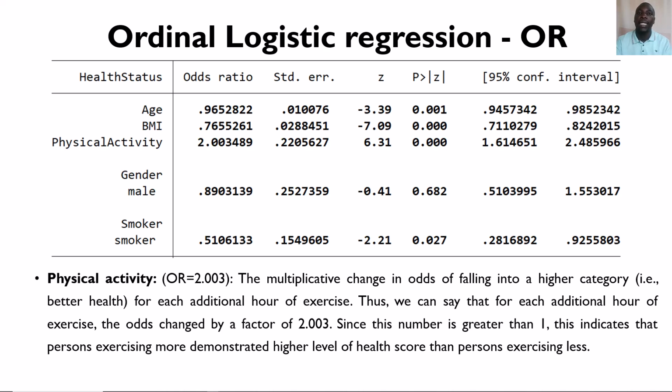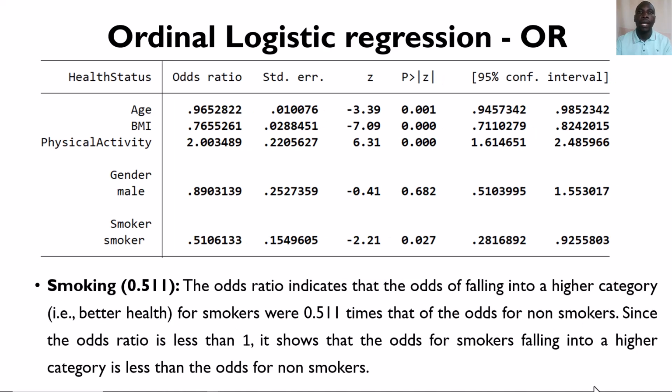Now let us look at how to interpret a categorical independent variable when we are reporting odds ratios. For example, smoking status with an odds ratio less than 1 and a p-value which is statistically significant. So for this, we are having smokers being compared to non-smokers. Therefore, the odds ratio indicates that the odds of falling into a higher category of having better health for smokers were 0.511 times that of the odds of non-smokers.